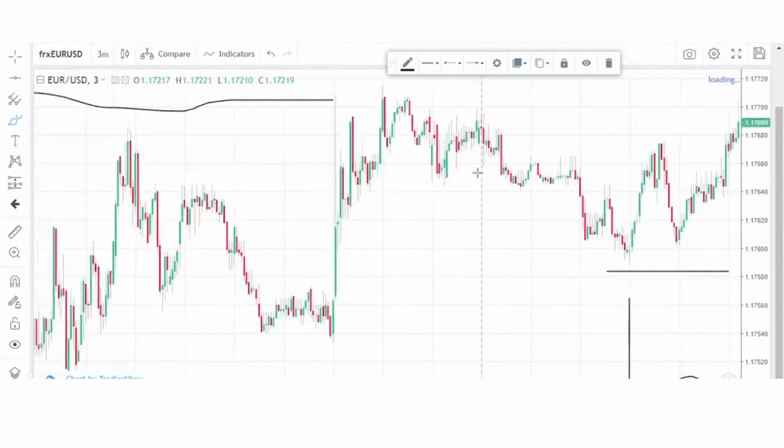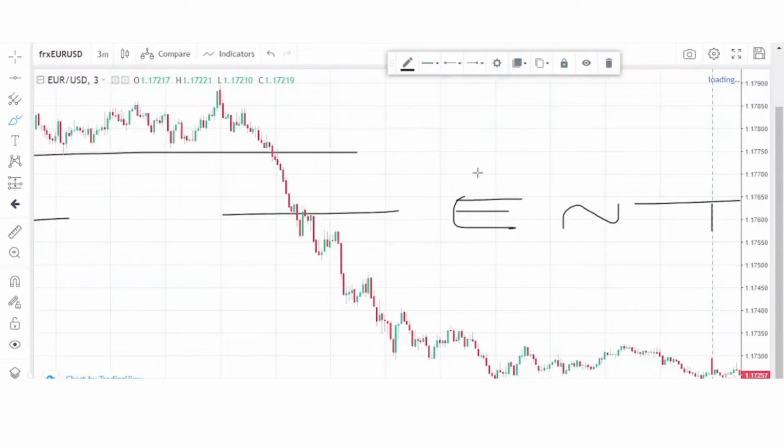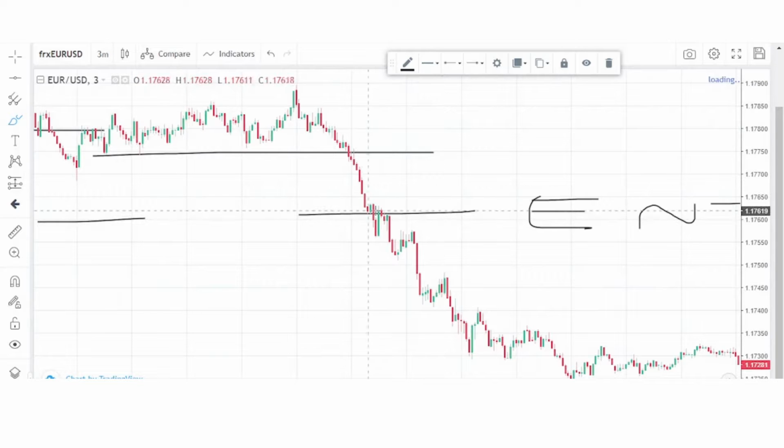Okay, so this is our 3 minutes chart. Right. So this is where Asia was broken, right here. So once this is broken, you saw that on the 15 minutes, then you come to your 3 minutes to monitor the pullbacks. So the market pulled back to the entry, to the break. So that's where you enter, right here.